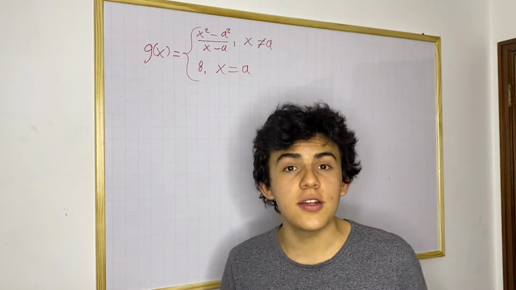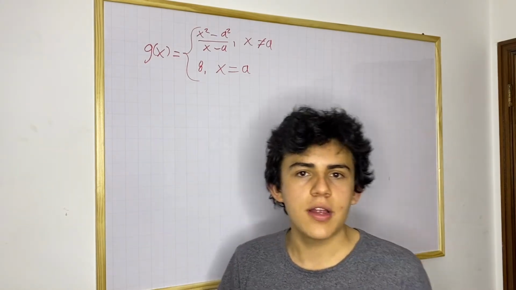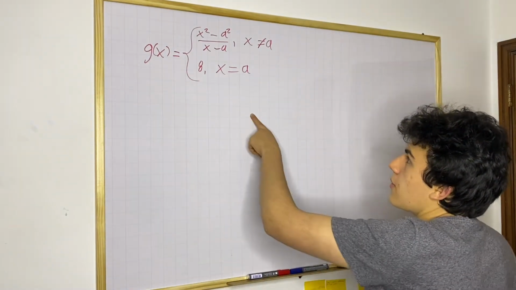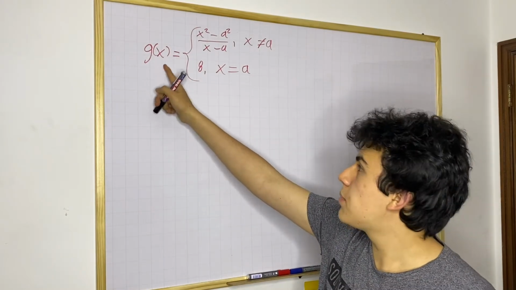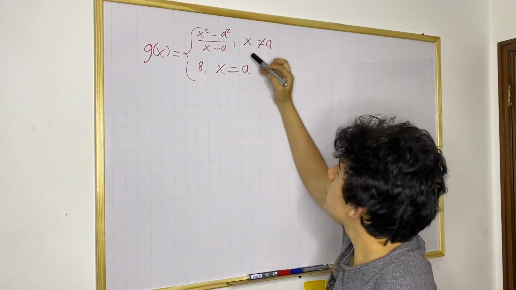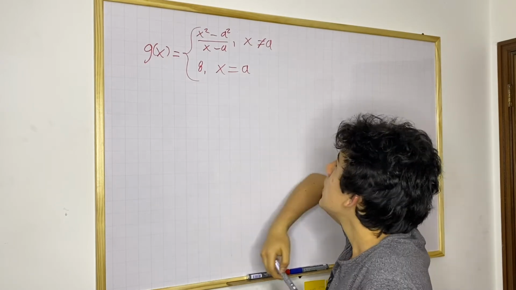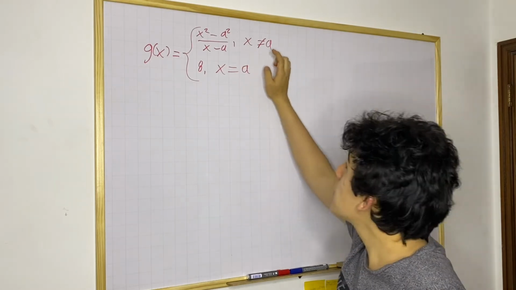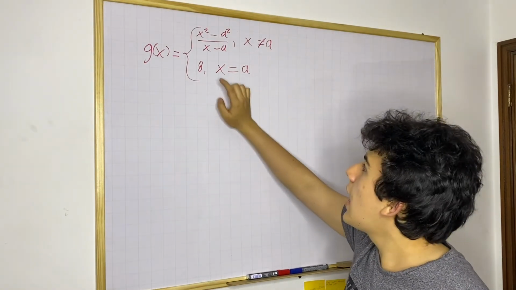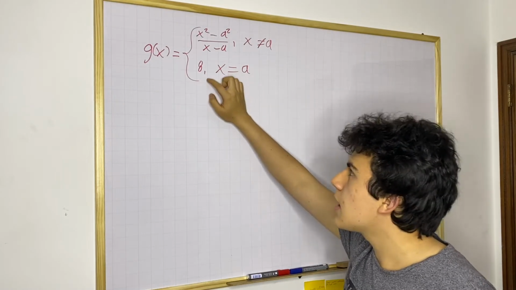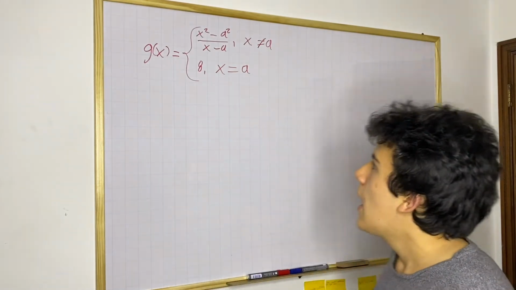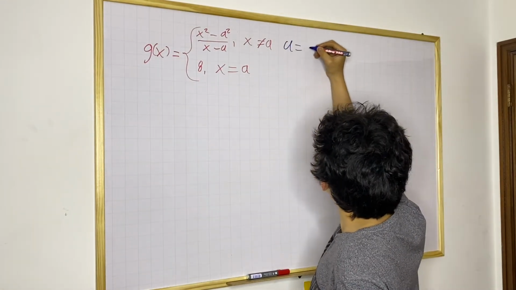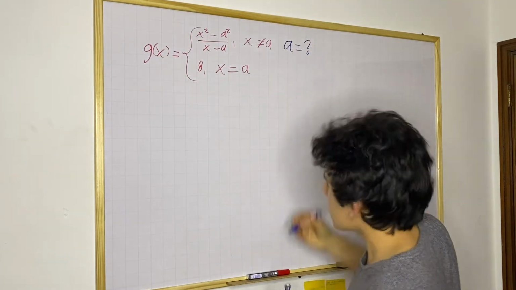So please try solving it at home and see if you figure out any other method in which you can get to the solution, okay? So now this is the problem. We're gonna have a piecewise function, g of x. The first piece is this function right here, a difference of squares over x minus a. This comes into play when x is different than a, and we also have that when x equals a, y will be equal to 8, okay? Now, what we need to find here is clearly the constant a. This is what we're looking for.